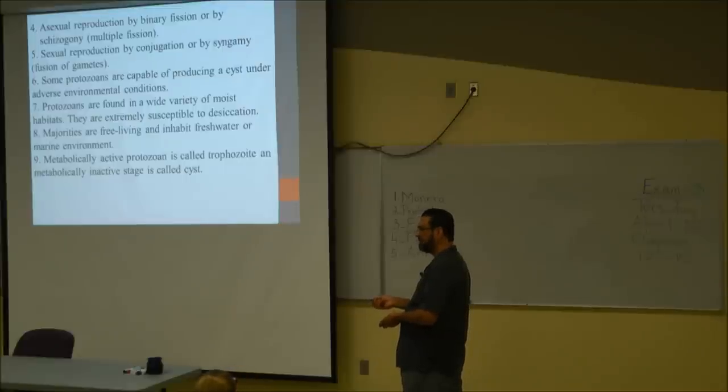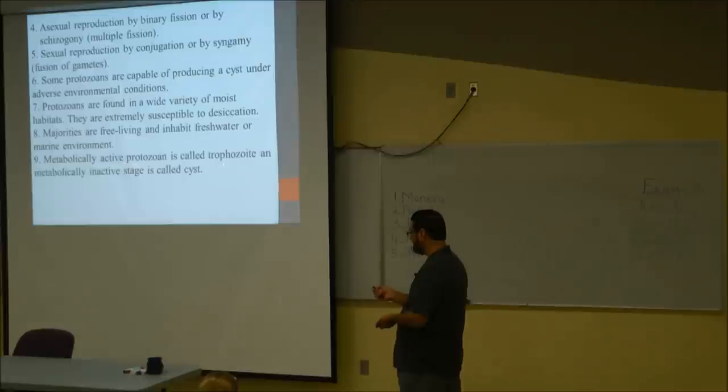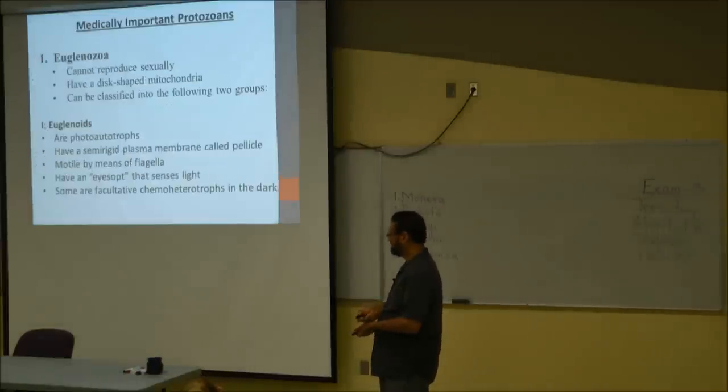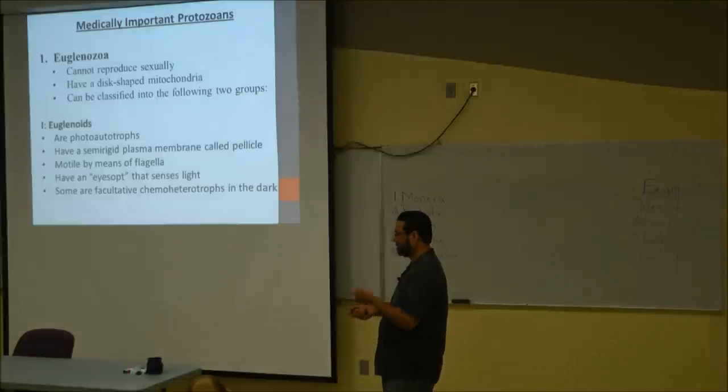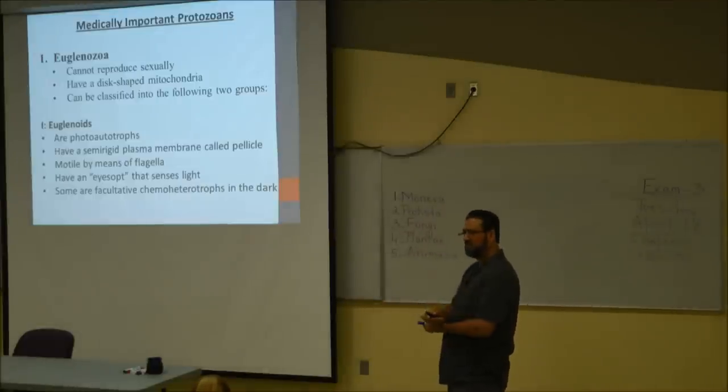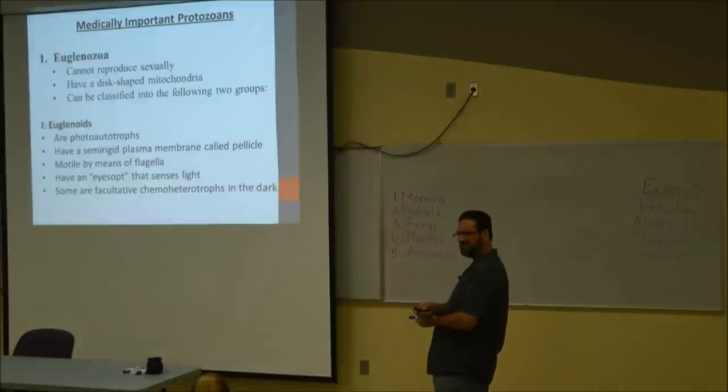If it is active, it is a trophozoite. If it is inactive, it is a cyst. So that's the same as vegetative cells and endospores. There are no endospores in protozoans. Correct. So called germinating. Exactly. Same principle.